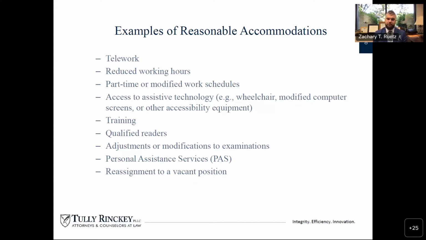Access to assistive technology. This is very important. That could be wheelchairs, modified computer screens, other accessibility equipment that can be provided inside the office or at home. Additional training, qualified readers, adjustments to examinations, that's in the hiring process. Personal assistance services, which is a very large one and fairly difficult to get. And then finally, reassignment to a vacant position. And this is known as the accommodation of last resort, and we'll get to that in a little bit as well.